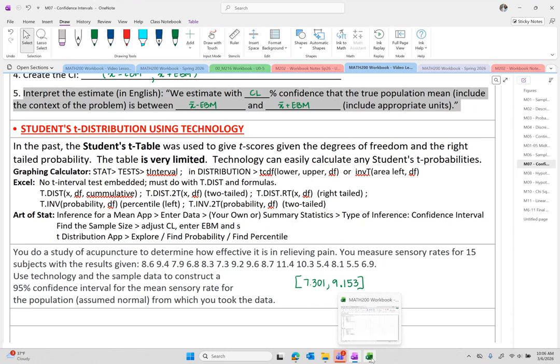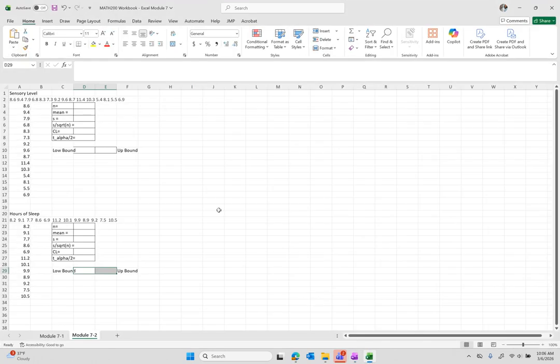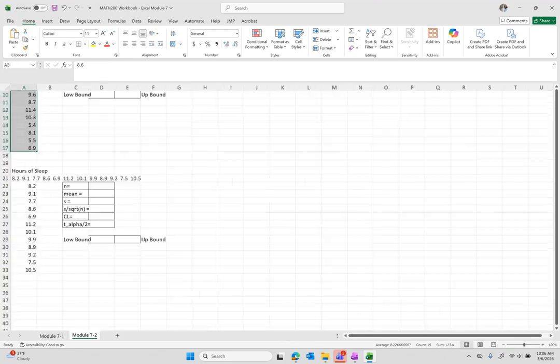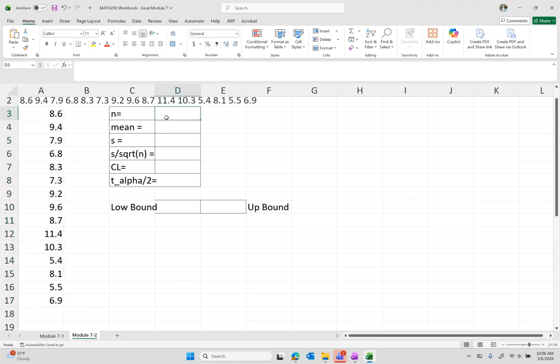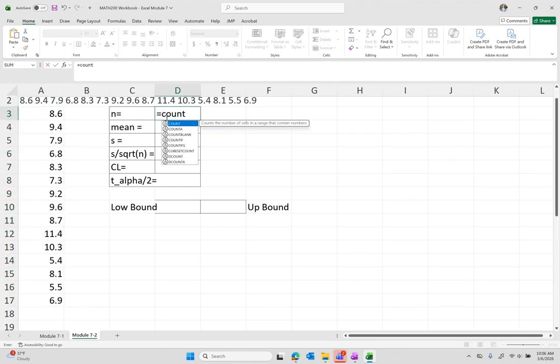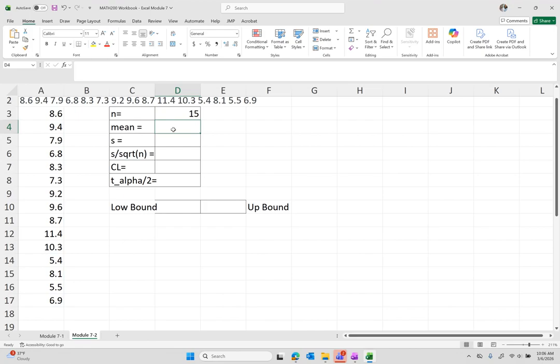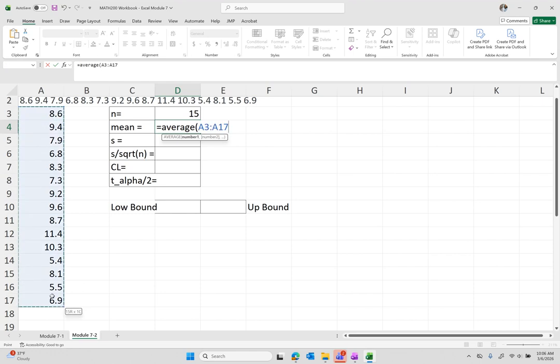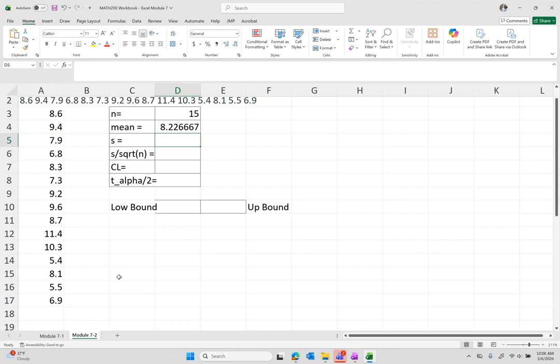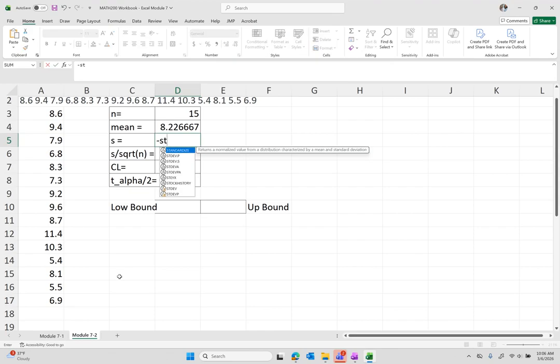So how will I do that in Excel? It will be part of our project. I will have to write the data out for Excel to calculate. I can calculate n using the function count, and I will count these values. And then I will find the mean by using the function average, so equals average, and I will highlight the array of values. I will find the standard deviation.